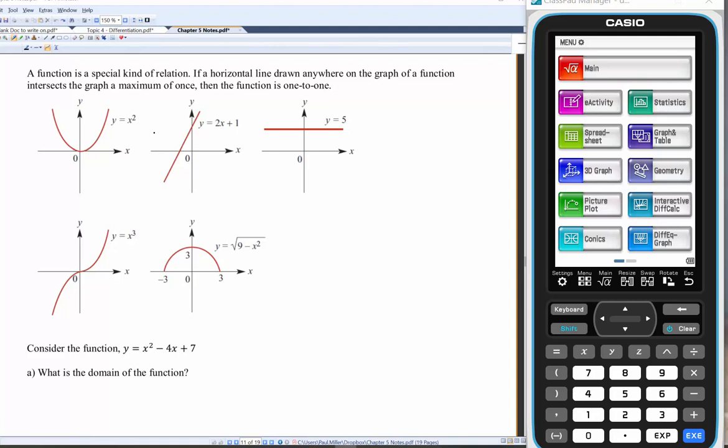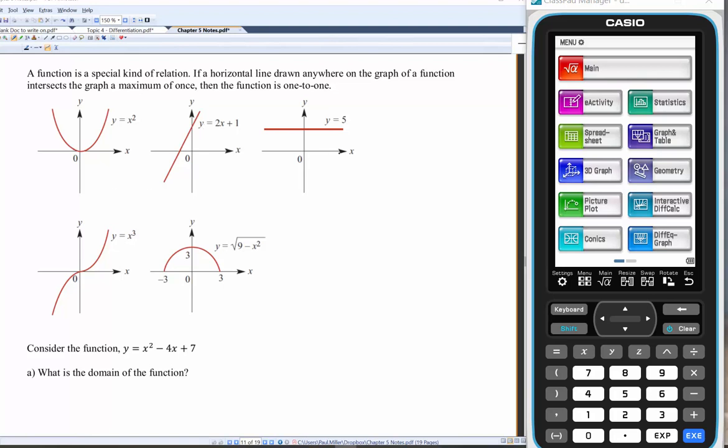All right, in the last lesson, we looked at functions, and remember what a function was? It's a special kind of relation. And the thing about functions that are special is that if you give them an x value, they'll only produce a maximum of one y value.